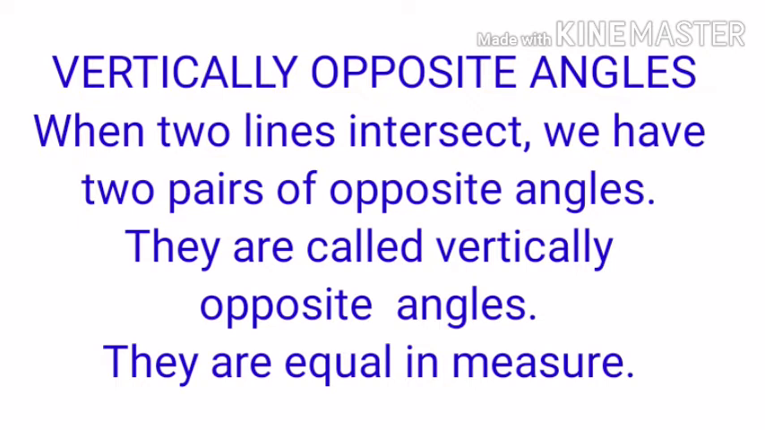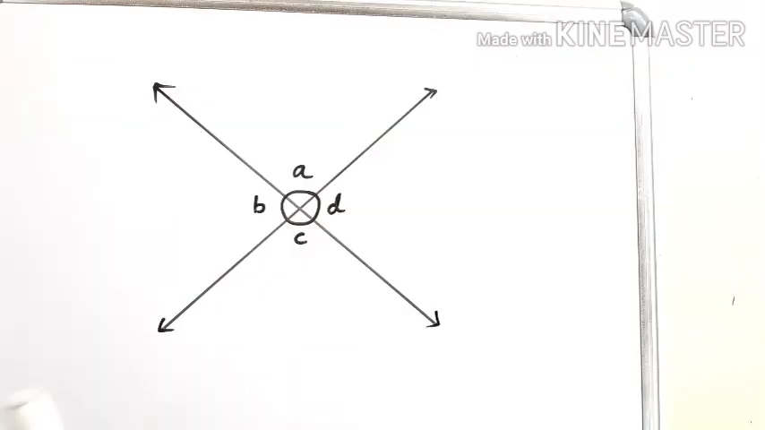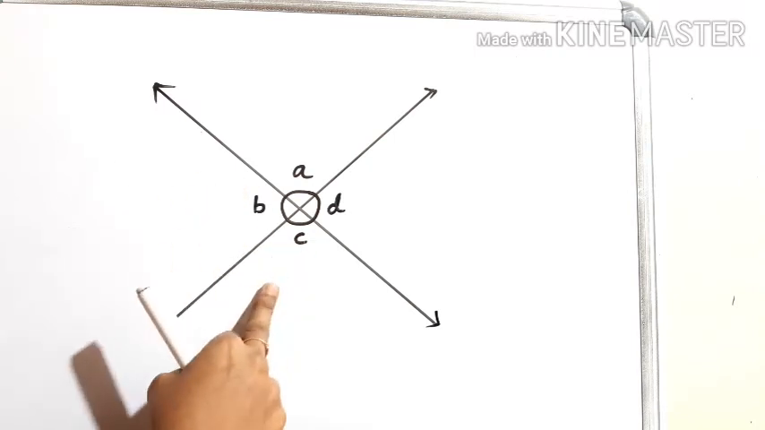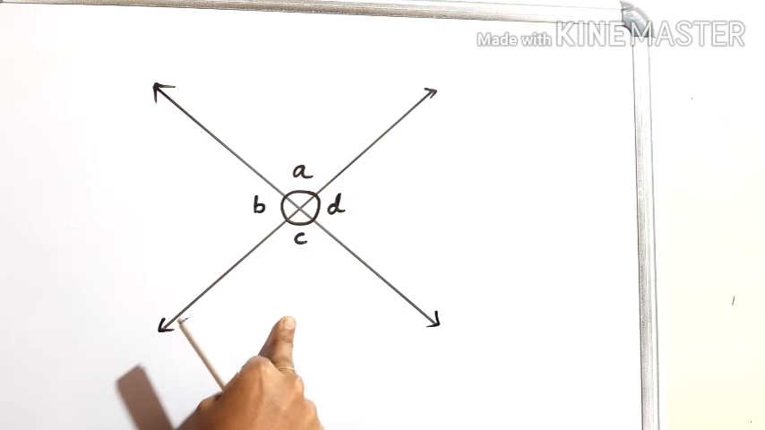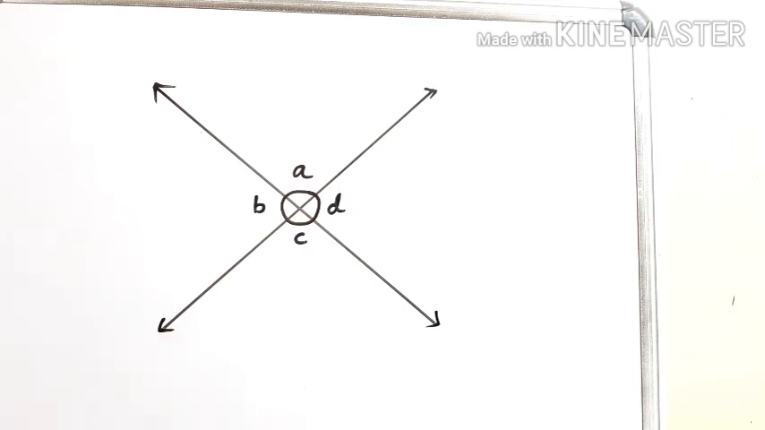Vertically opposite angles. When two lines intersect, we have two pairs of opposite angles. They are called vertically opposite angles and they are equal in measure. When two lines intersect, looking like the letter X, right? We have two pairs of opposite angles. They are called vertically opposite angles.